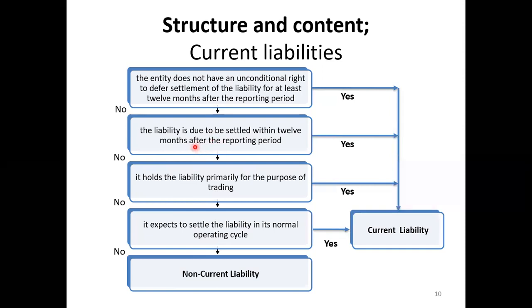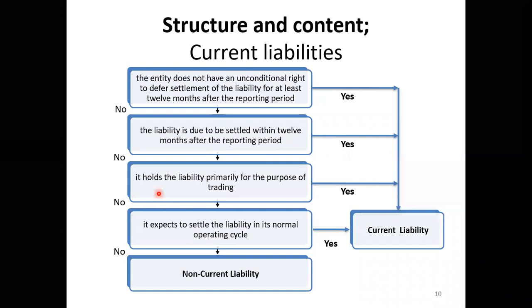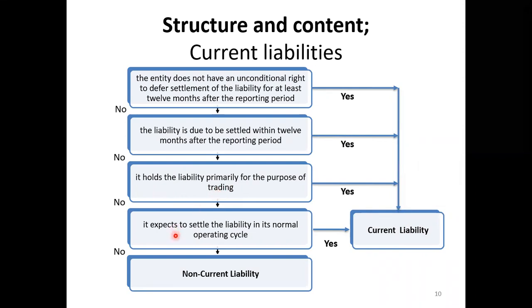If the answer is no, the liability is not due to be settled within 12 months after the reporting period, then we ask whether it holds the liability primarily for the purpose of trading. So it's a normal course of business, then it comes under the current liability. If the answer is no, it goes to the final criteria: it expects to settle the liability in its normal operating cycle. If the answer is yes, it's a current liability. If the answer is no, then it falls under the non-current liability. So these are the four criteria to categorize current liabilities and non-current liabilities.